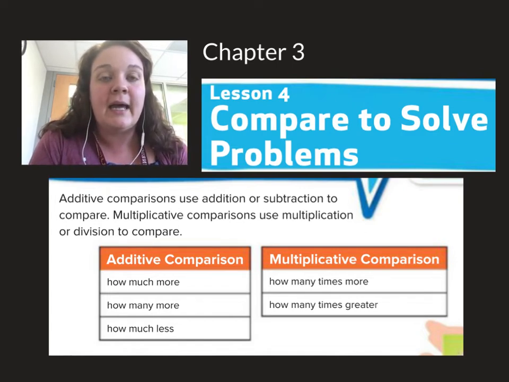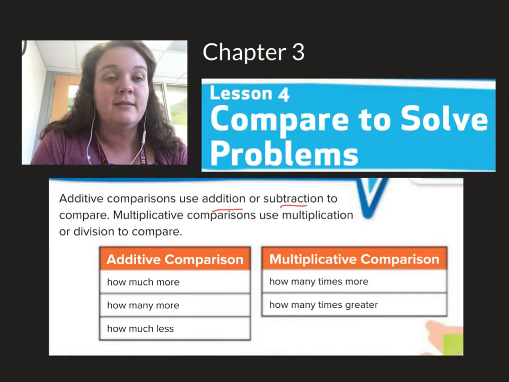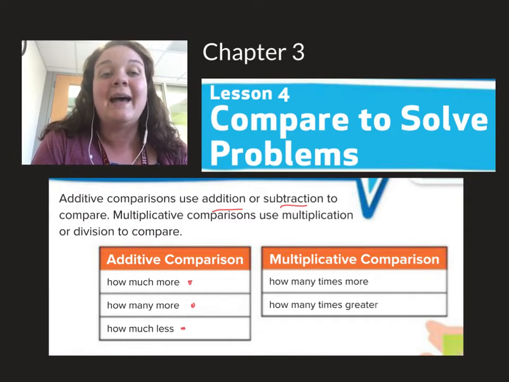So here we have additive comparisons use addition or subtraction to compare. Now let's look at this word. Multiplicative comparisons use multiplication or division to compare. Additive comparisons will use words like how much more, how many more, how much less. Those are additive comparisons, right? We're going to be comparing two things, and we either need to add or subtract.